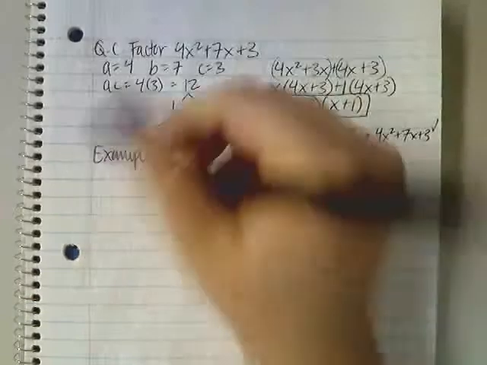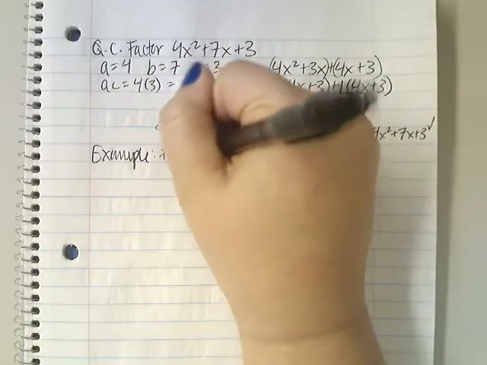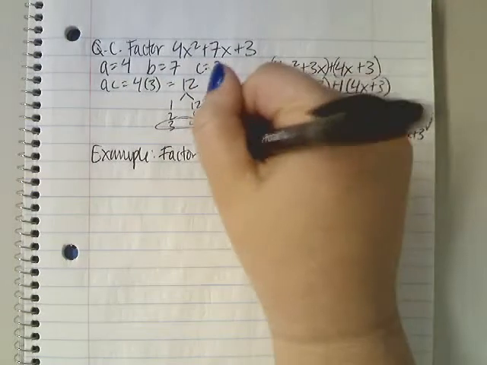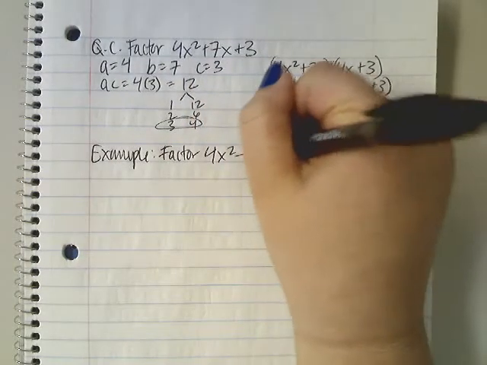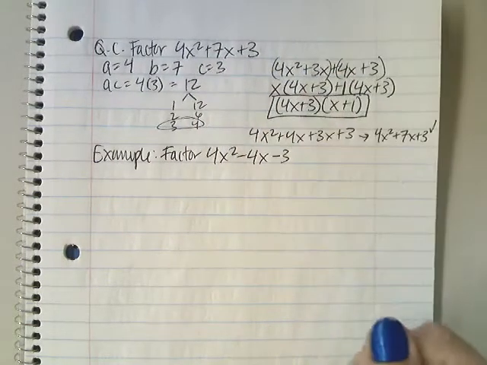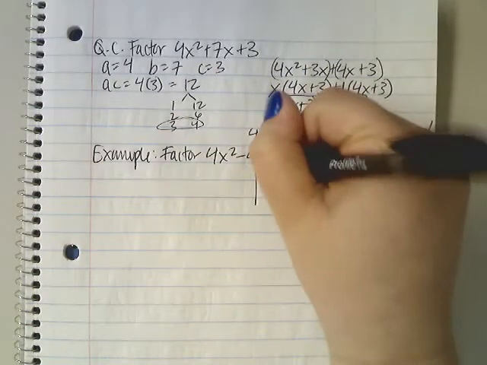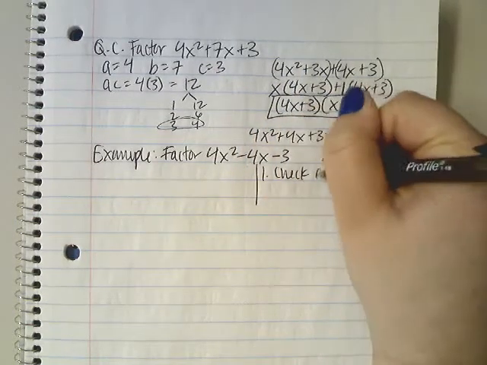So our last example together, we're going to factor 4x squared minus 4x minus 3. So again, start the same way, check for common factors.